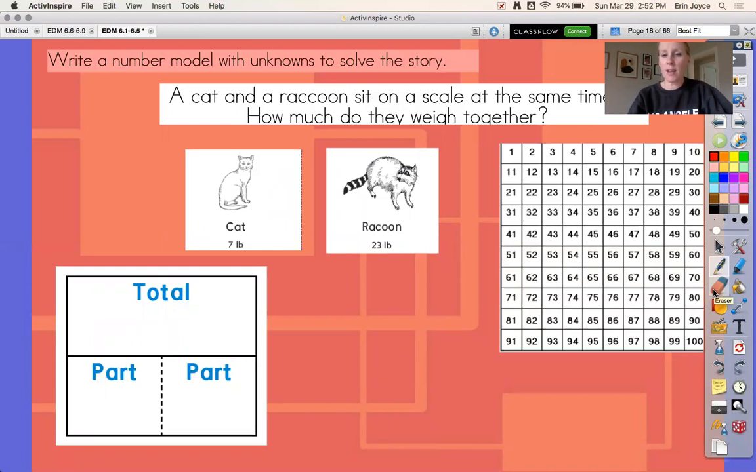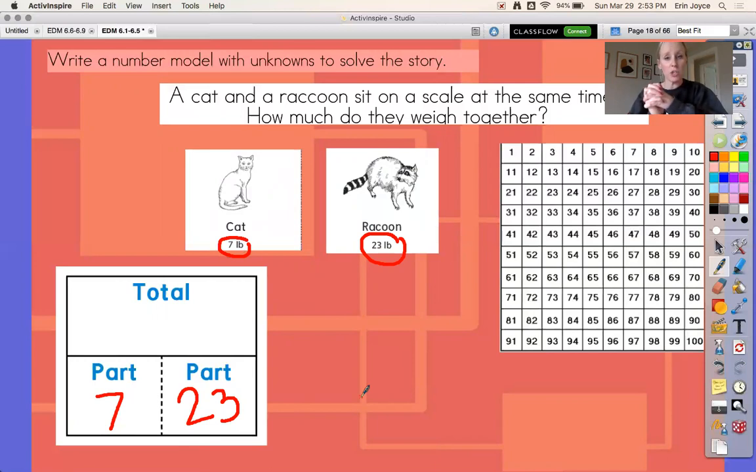So the weight of the cat, can you guys see it there? It's a little bit small. Here it is. 7, again, LB, that stands for pounds. So one thing on the scale is the cat. The other thing on the scale is the what? Yeah, it's the raccoon. So here's the raccoon and here's its weight, 23 pounds. I'll put that over here. So I have a 23-pound raccoon and a 7-pound cat. And I want to combine these to see how much they weigh all together.